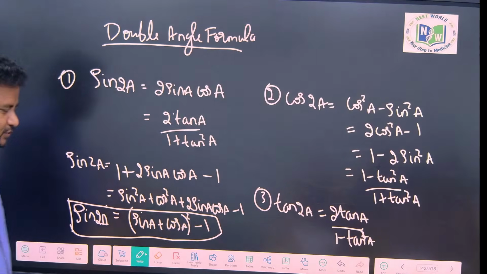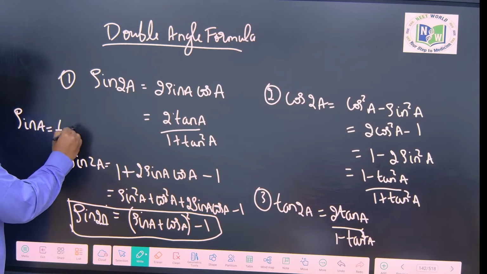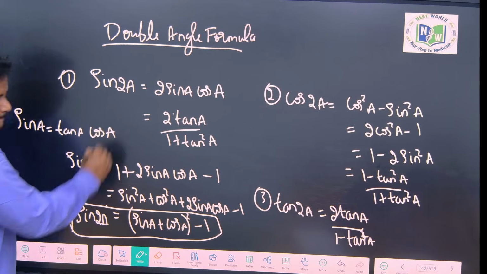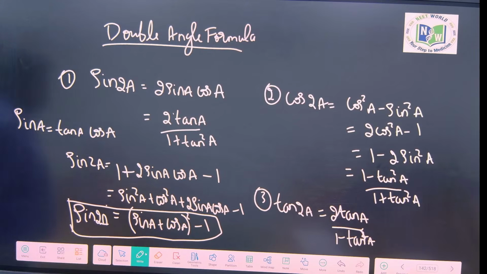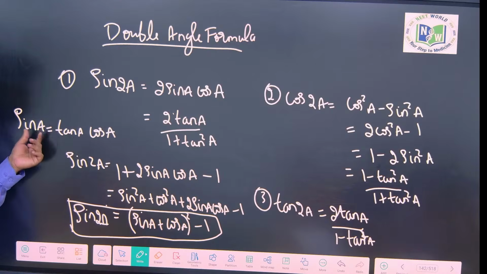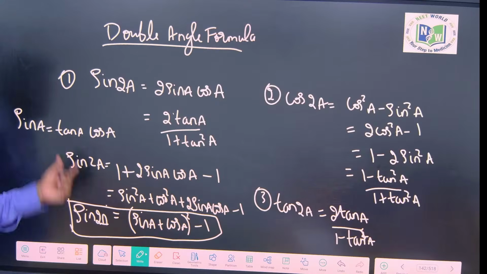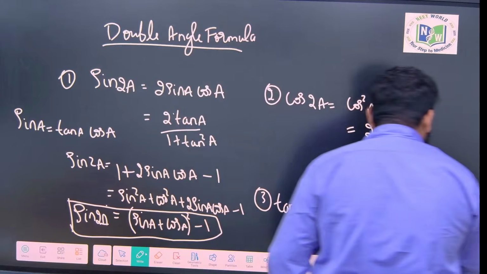One more thing, if I ask you, can I write sin a as tan a into cos a? Why? Observe, tan a can be written as sin a by cos a. Cos and cos will cancel, and I will get sin a only. So sin a can be written as tan a into cos a. Clear? Now, based on the double angle formula, we will solve a question.